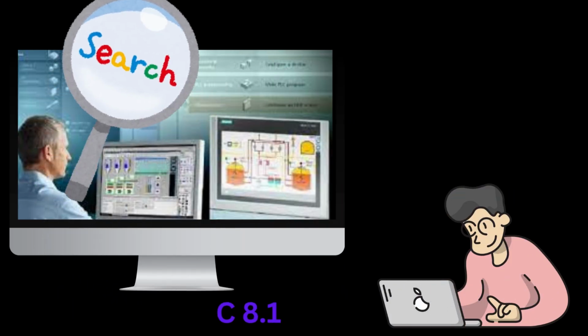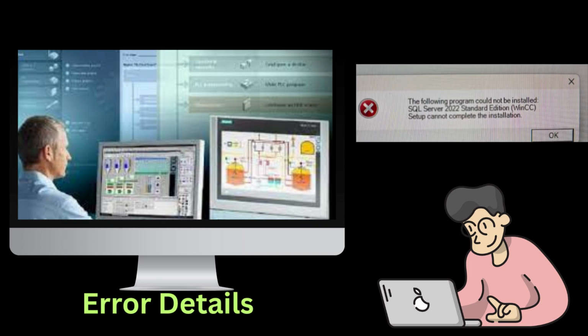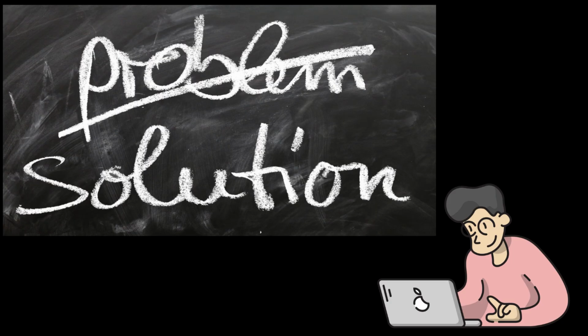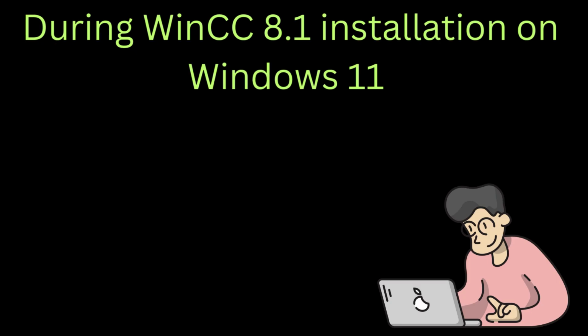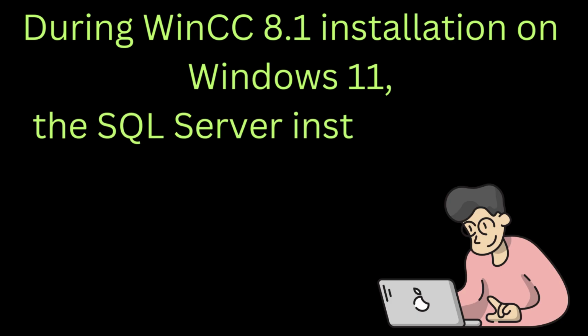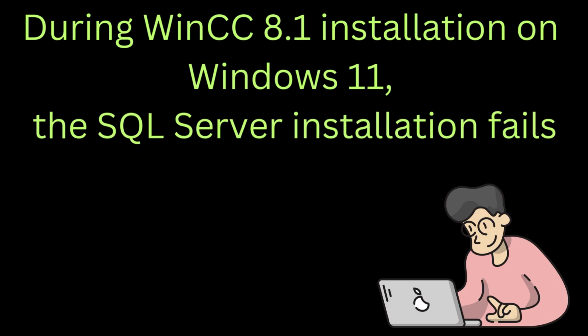The first thing we will do is check the OS version, and the answer is Windows 11. After that, our next troubleshooting step will be to check the exact error statement shown during installation, because identifying the correct error is the key to applying the right solution. These errors usually occur because the SQL components required for WinCC 8.1 are not installed properly, or the setup is not able to detect the right database service.